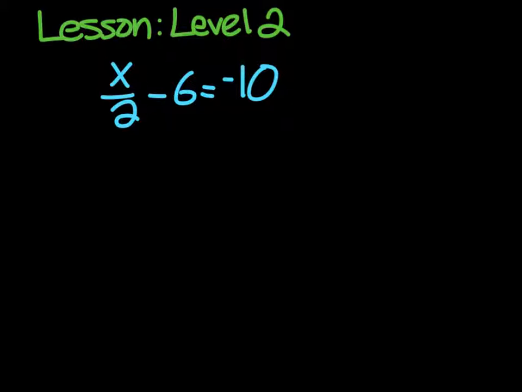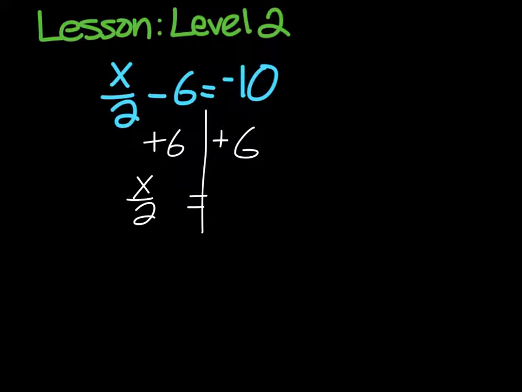I see that my x is being divided by 2, and then we're subtracting 6 from it. So the first thing I need to do is get rid of this -6 before I can do anything with my x over 2. I'm going to add 6 to both sides of my equation because addition is the inverse operation of subtraction. So I have x over 2 plus 0, and I don't have to write the plus 0.